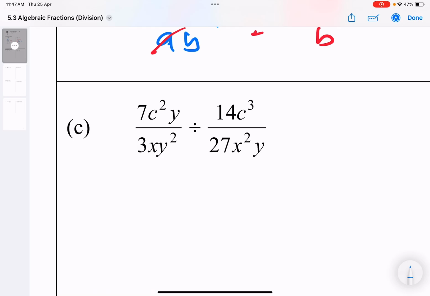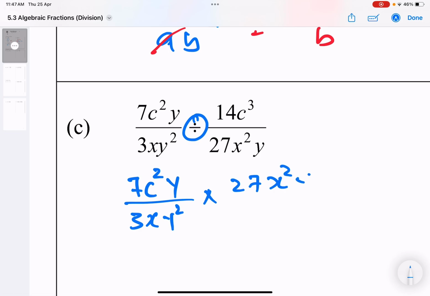Okay, another 10 more seconds and then I go through with you. Numbers group to one side, alphabets you cancel away. Okay, let me do this. First, I know this is a divide, so I will flip it around. Hopefully you guys remember to flip it.